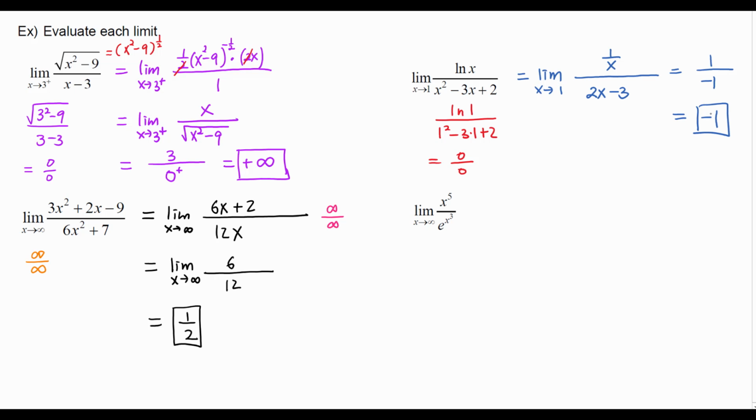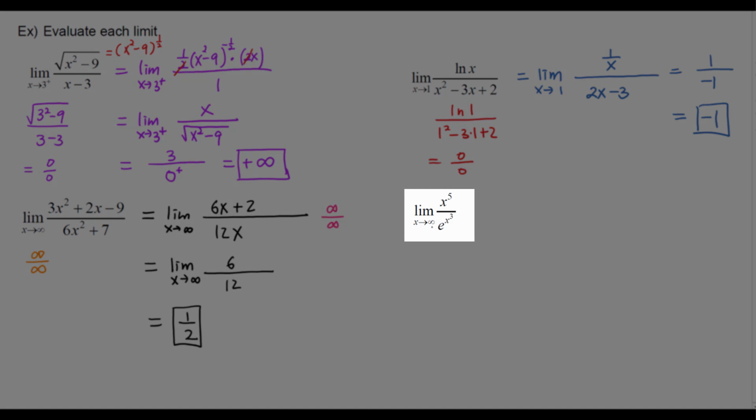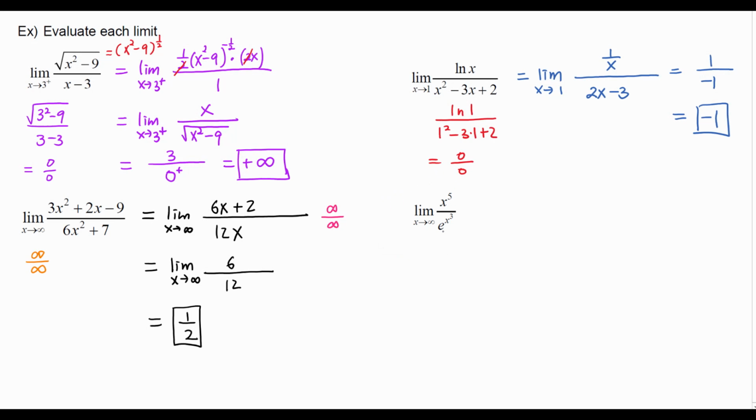Very cool. Last one. What happens when x approaches infinity of x to the 5th power over e to the x to the 3rd power? That will be infinity to the 5th power over e to the infinity to the 3rd power. Wow, that will be infinity over infinity, right? So you get to use L'Hopital's rule. So let's take the derivative of the numerator and denominator.